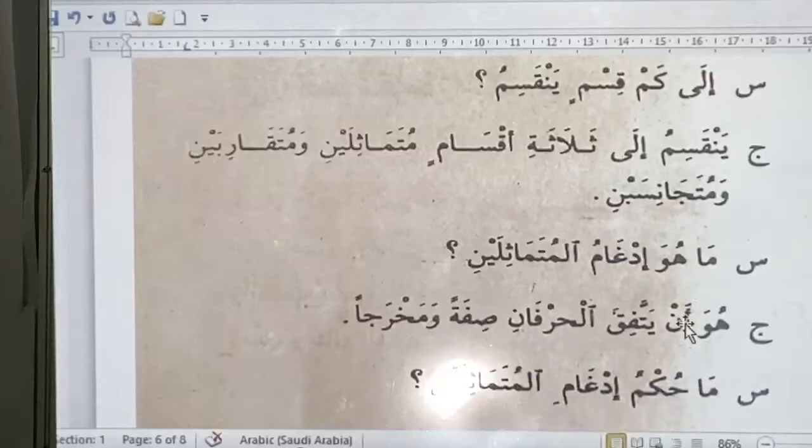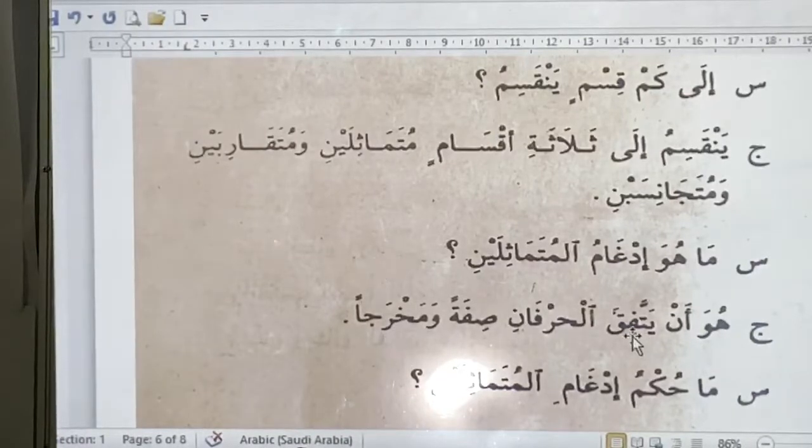So what is this idgham mutamathilain? Now that we know that idgham is to merge two letters and read them as one letter, which are these letters? The first one is mutamathilain. ما هو الإدغام متماثلين? What is this إدغام متماثلين? الجواب هو أن يتفق الحرفان صفة ومخرجا.